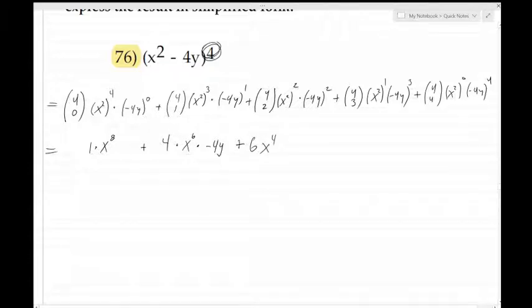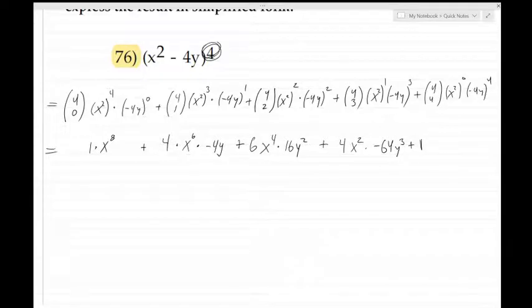X to the 4th times, and this would be 16y squared, plus 4 choose 3 times x squared times negative 64 y to the third, plus 4 choose 4 is 1. X to the second power, all of that to the power 0 becomes a 1, times 256 y to the fourth.